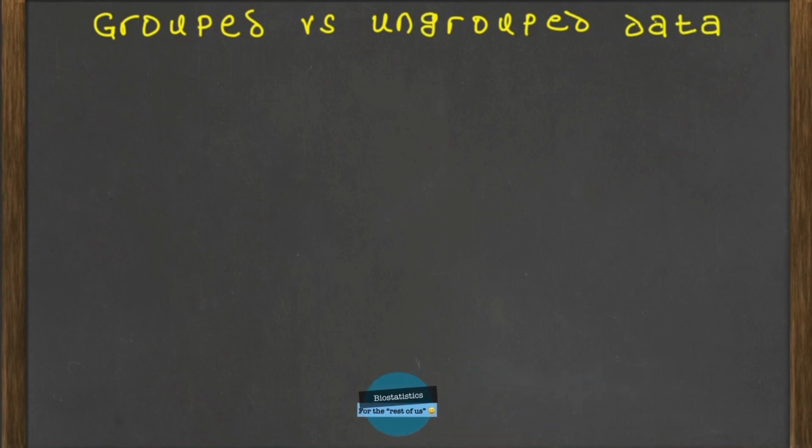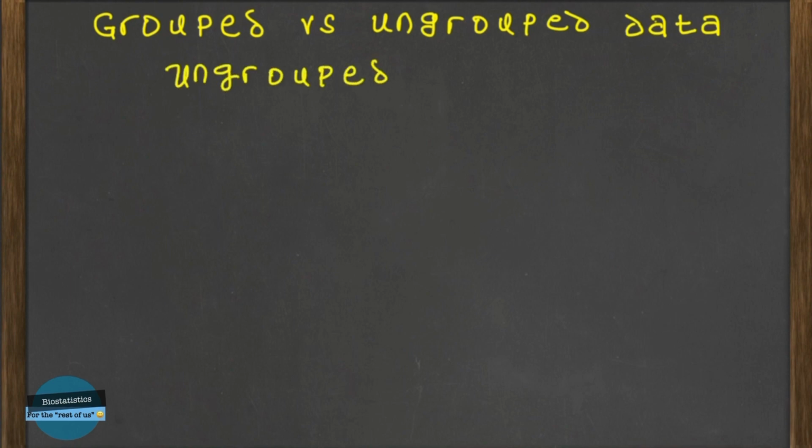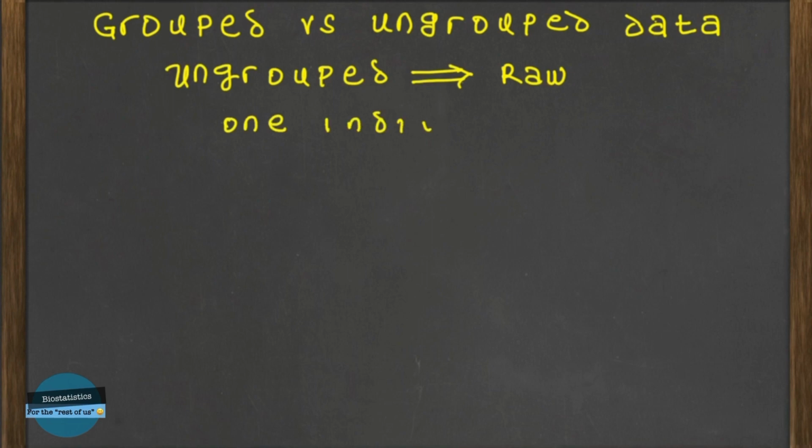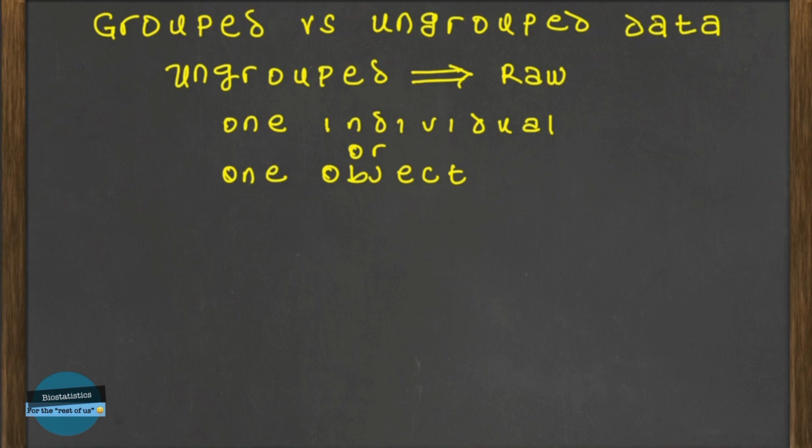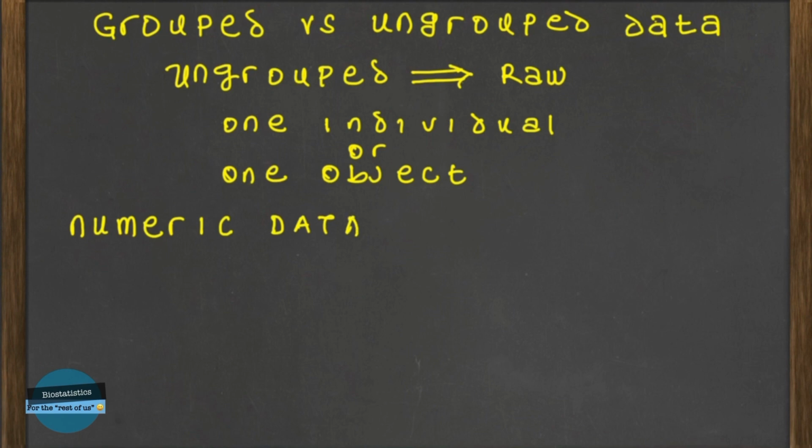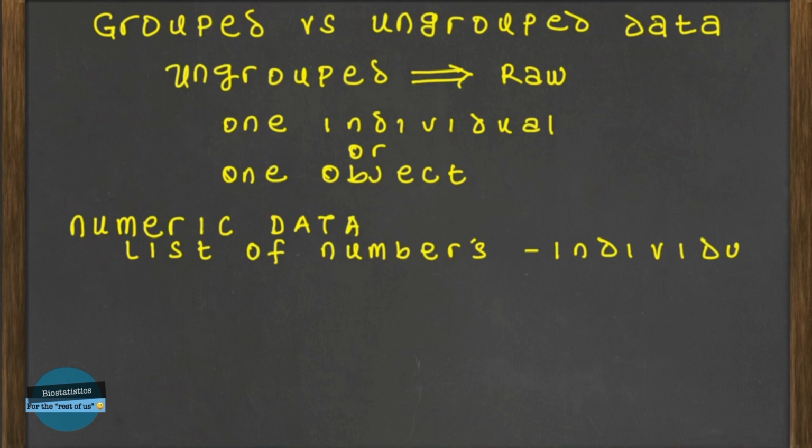Today we are going to be talking about ungrouped versus grouped data. Now, data is said to be ungrouped when it is raw data, meaning data that has been collected in such a way that each data point represents one individual or one object. So this means the data that has just been collected but not sorted or classified in any groups or classes. So basically, in relation to numeric data, it is just a list of numbers representing data from individuals or objects.